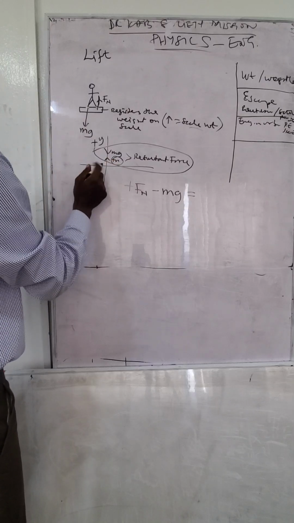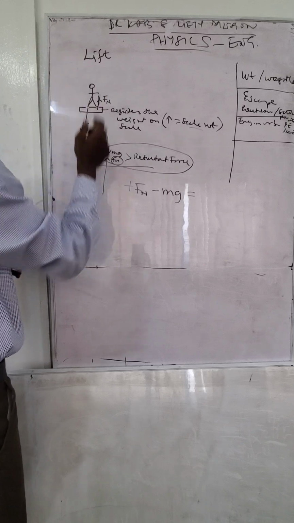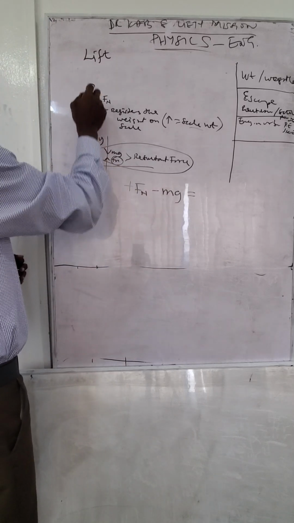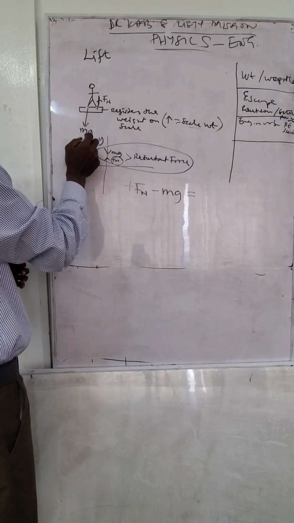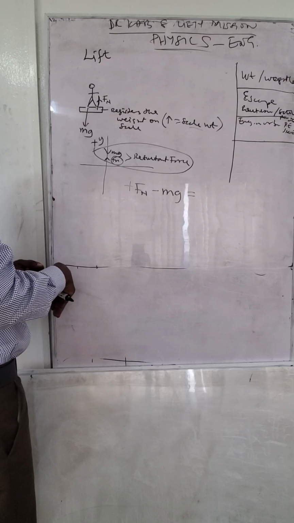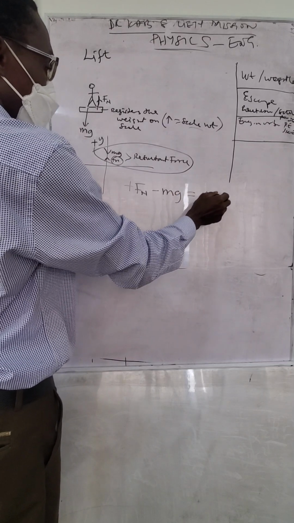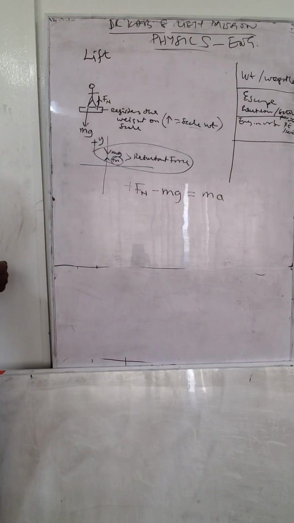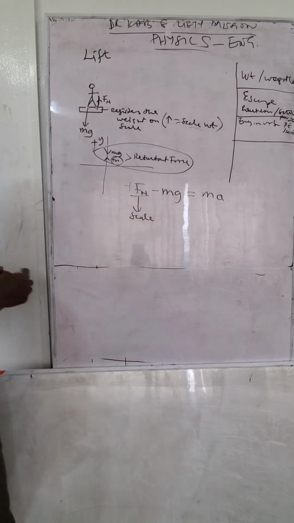This lift base here can go with any acceleration, but the weight of the person is always mg, acting downwards. Now the resultant is going to be, let's say, ma, setting a. Okay, ma. Now, this is what registers on the scale as your weight.